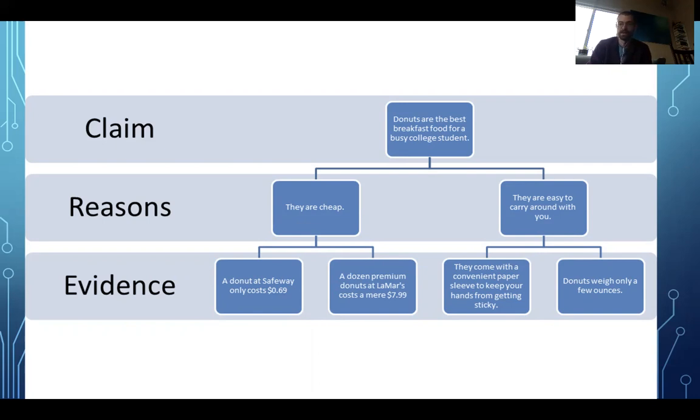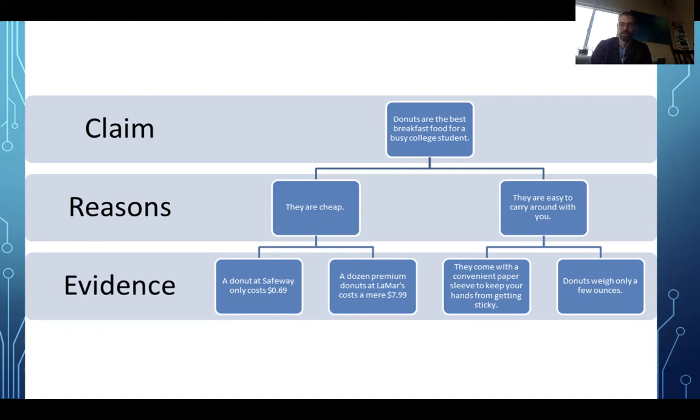You might argue that college students are often on the go. Having something that's not like a plate of eggs, something that's easier to carry around is important. And so you make the connection back that therefore the thesis is true. Therefore, donuts are the best breakfast food. So reasons back up your claim. And then, if you say donuts are cheap, and therefore they're better, your audience might say, sure, that makes sense. A cheap breakfast is good for a college student.